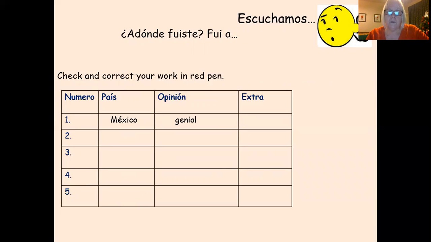First one, Mexico. The person said, I went to Mexico. Fue genial. Great. Número dos, Argentina fue aburrido. Número tres, fui a Cuba. Guay. And the extra information there was, es un país muy bonito. It's a very beautiful country.